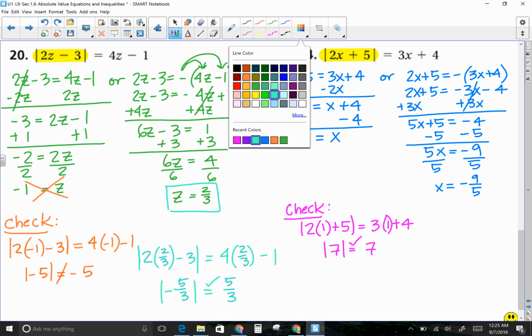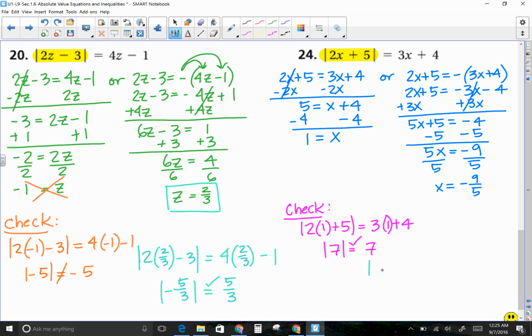Let's go with this again. So this is going to be the absolute value of 2 times negative 9/5 plus 5. Does that equal 3 times negative 9/5 plus 4? Okay, and what this side is going to give me is negative 18 plus 25, the absolute value of 7/5. Does that equal negative 7/5?